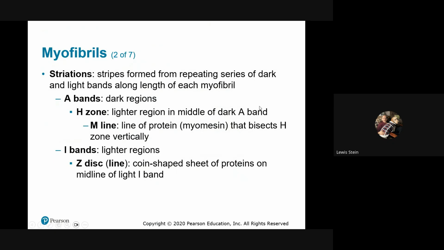So I bands lighter, A bands darker. And then I'll show you what the H zone and the M line are. They're big on letters. And my favorite, the Z disc, because it zigzags. So you're going to see all of these types of things, and this is what you do need to be a little bit familiar with.